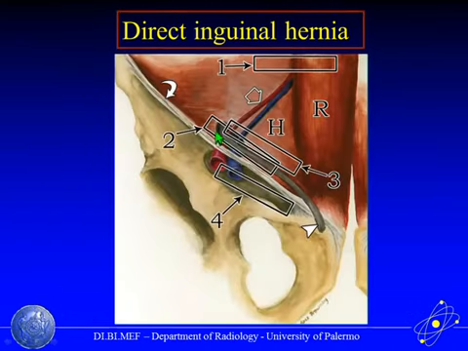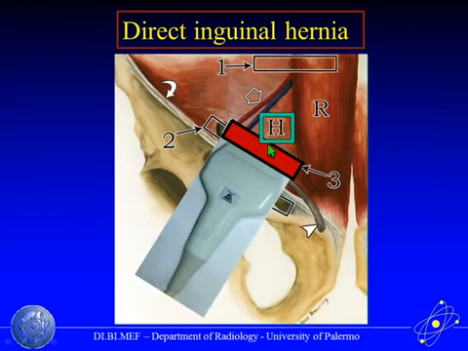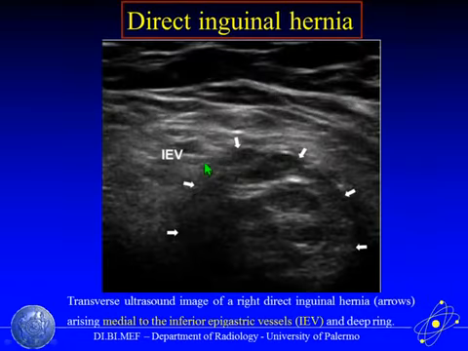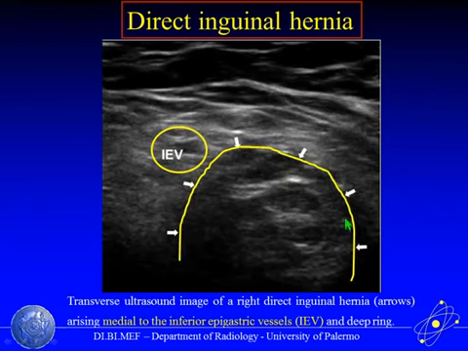So, if we move our probe a little bit medial, we are looking at this area that is the area of the Hesselbach triangle, and this is the proper location for evaluating a direct inguinal hernia. So if we move our probe slightly medial, and again, these are the inferior epigastric vessels, in this position, medial to these vessels, we have this protruding hernia, and please note in this case the large neck of the hernia.